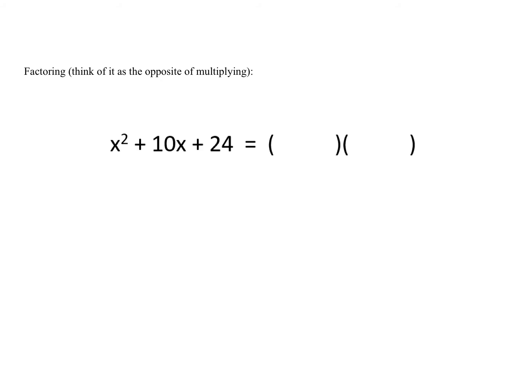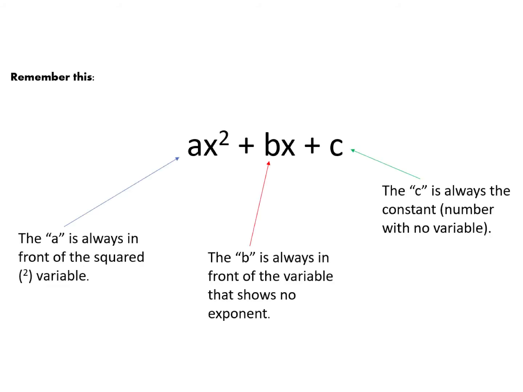Let's have some fun. Pause the video for a minute and see if you can figure out what would be the two binomials that would multiply to equal x squared plus 10x plus 24. Then later on in this video, I'll actually give you the answer. Since this is going to be the AC method, I want you to know where the A and the C come from. Plus, we're going to talk about the B value.